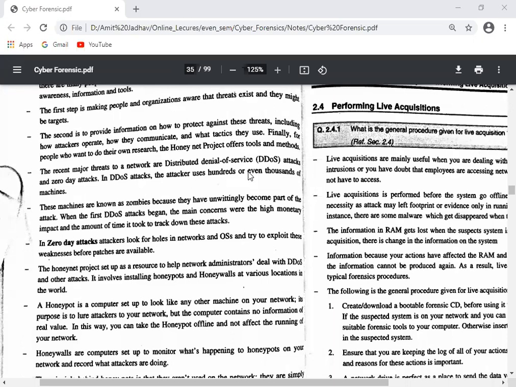It involves installing honeypots and honey walls at various locations in the world. The honeypot is a computer set up to look like any other machine on your network. Its purpose is to lure attackers to your network, but the computer contains no information of real value. In this way, you can take the honeypot offline and not affect the running of your network. It's a tool or machine used to protect our network, and it monitors our network without informing the other machines.